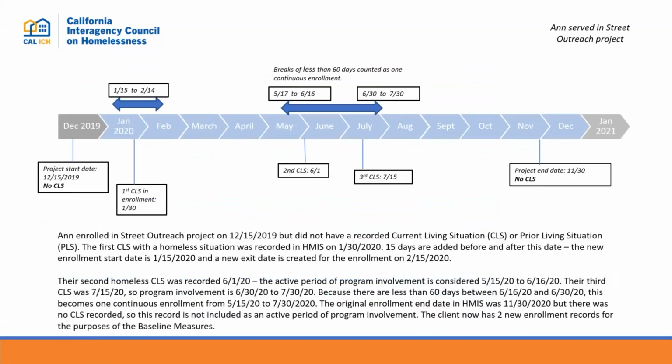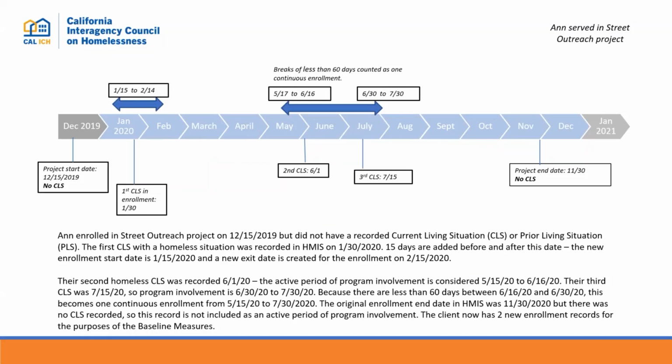This slide shows an example of how length of time homeless is calculated for non-residential projects. Anne enrolled in street outreach on December 15th, 2019, but did not have a recorded current living situation. The first CLS with a homeless situation was recorded in HMIS on January 30th. 15 days are added before and after this date. The new enrollment start date is January 15th, 2020, and exit date on February 15th, 2020. Their second homeless CLS was recorded on June 1st, 2020.